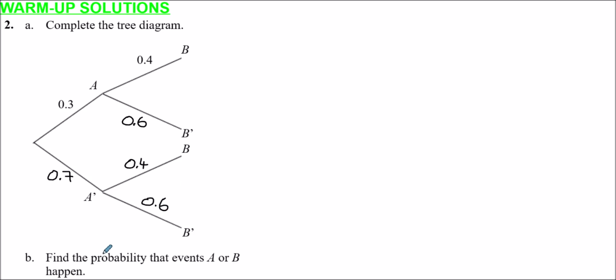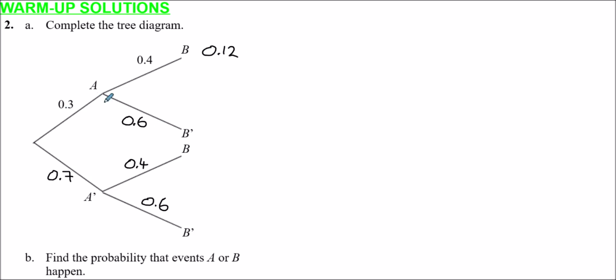Part B says find the probability that events A or B happen. So this is where we need to go along these branches and multiply as we go. And so the probability of A and then B is 0.3 times 0.4. So this one's going to be 0.12.